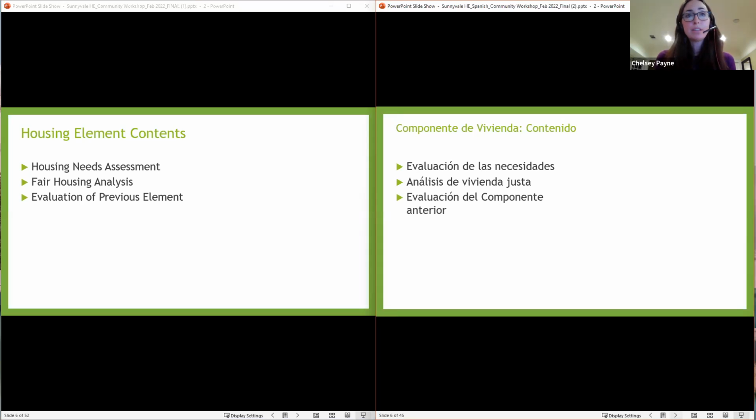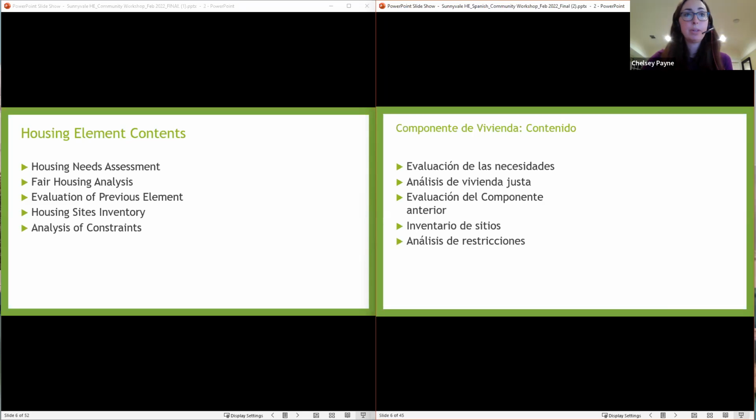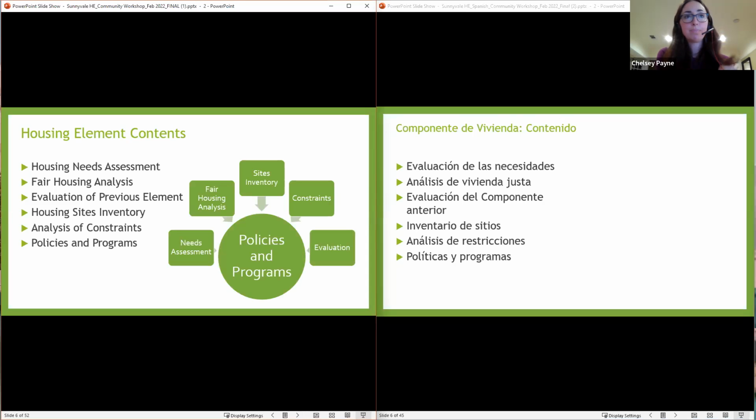We evaluate the effectiveness of the programs in the existing housing element to determine which programs to carry forward, which programs to modify. We conduct a detailed inventory of all of the available housing sites in the city, and we do this at a parcel level. So there's a lot of information about all of the individual available sites. We also look at potential constraints to housing in an effort to try to reduce barriers to housing development. And then based on all of our analysis and input from the community, we update the goals, policies, and implementation programs to address the housing needs.